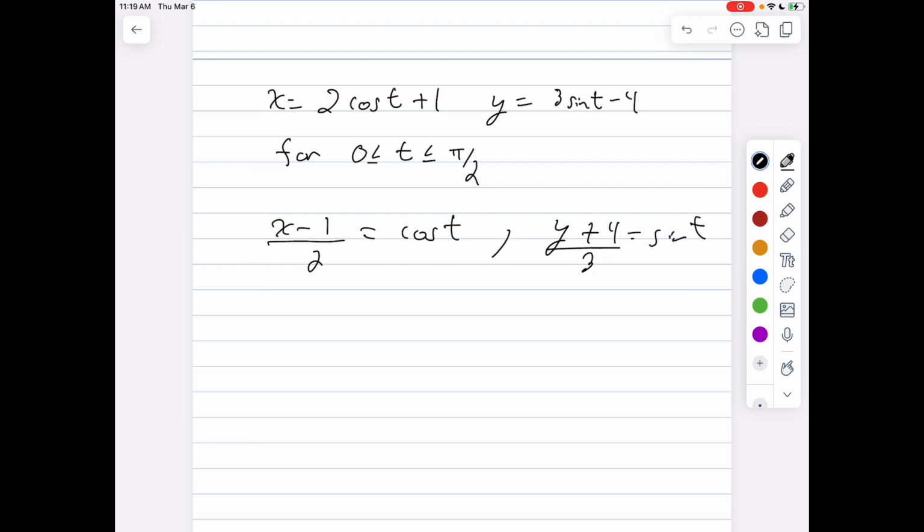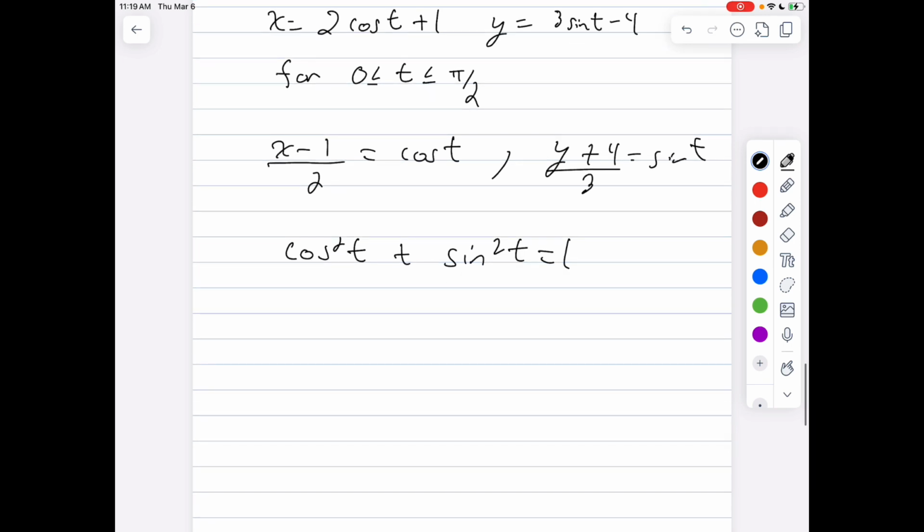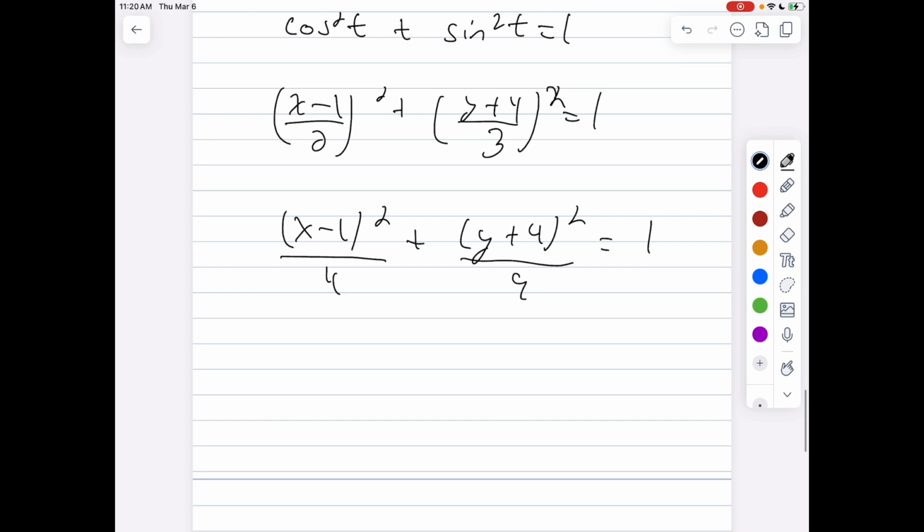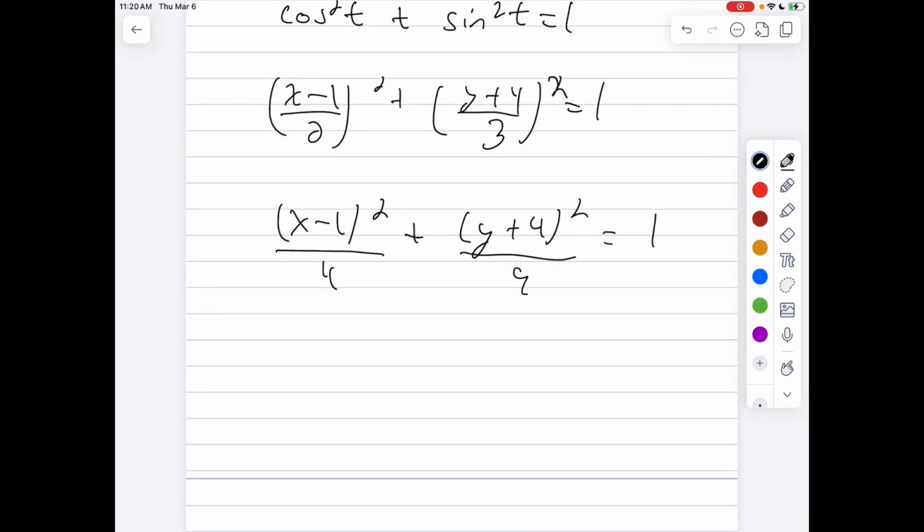And why am I doing this? Well, because I know that cosine squared t plus sine squared t equals 1. So this would mean that (x minus 1 over 2) squared plus (y plus 4 over 3) squared equals 1. Another way of writing this is (x minus 1) squared over 4 plus (y plus 4) squared over 9 equal to 1. And how do I identify this equation? Well, that is an ellipse centered at 1 comma negative 4.